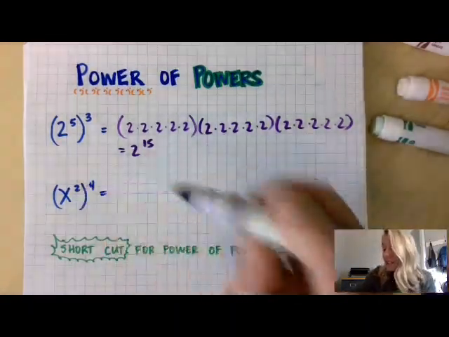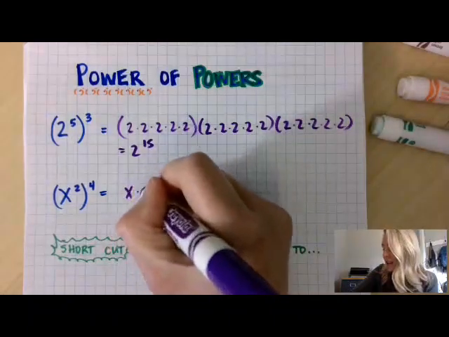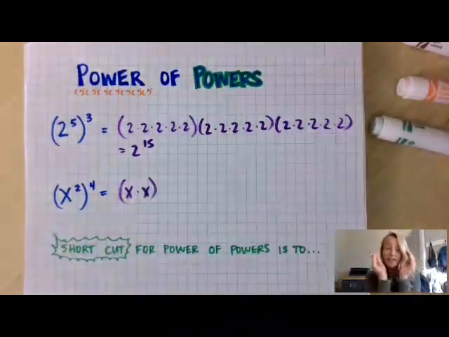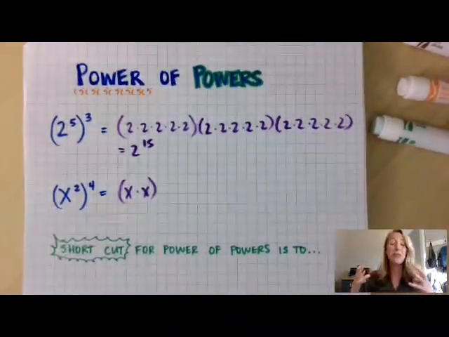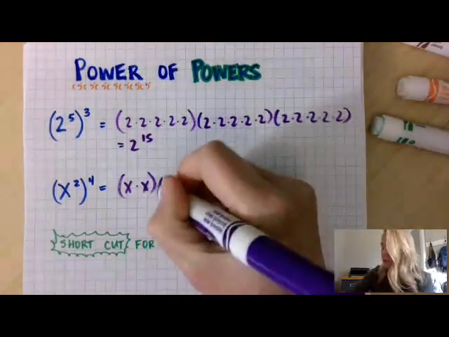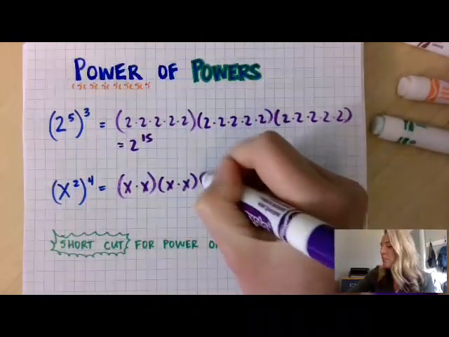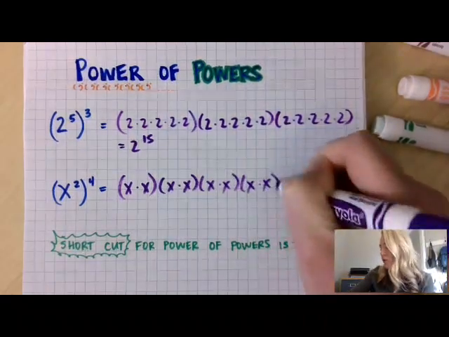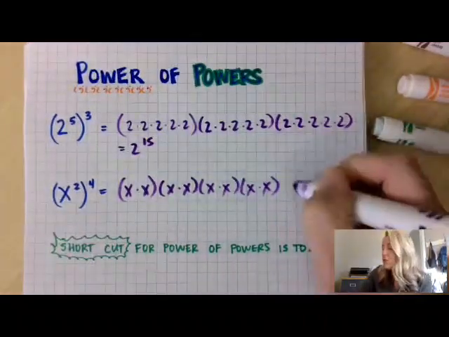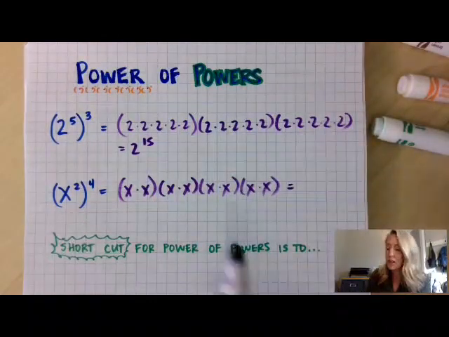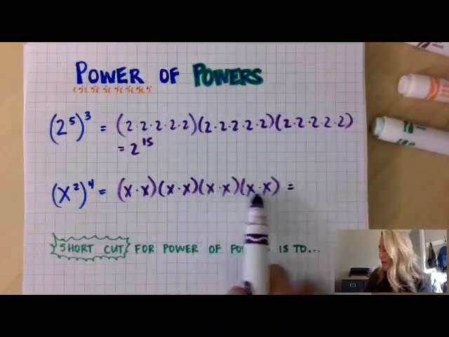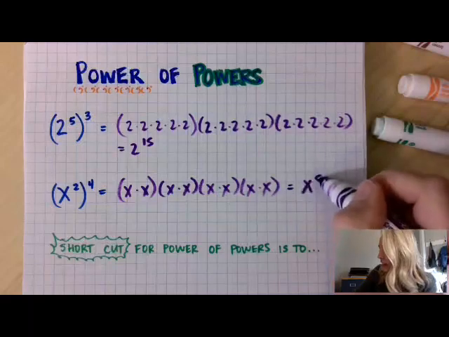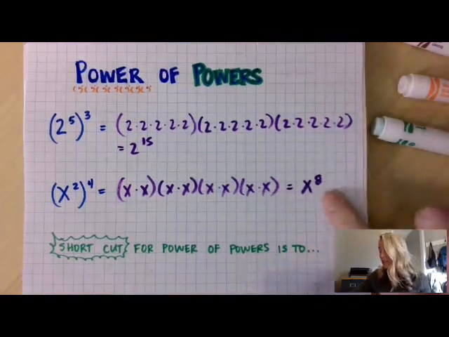And then x to the 2nd looks like this. X times itself twice. That's what's inside of our parentheses, right? And then we're doing that 4 times. So I'm going to multiply that by itself 4 times. Okay. So now how many x's do I have all together? Well, I've got 1, 2, 3, 4, 5, 6, 7, 8. And that right there, that's going to be the simplest answer we can get for this one.